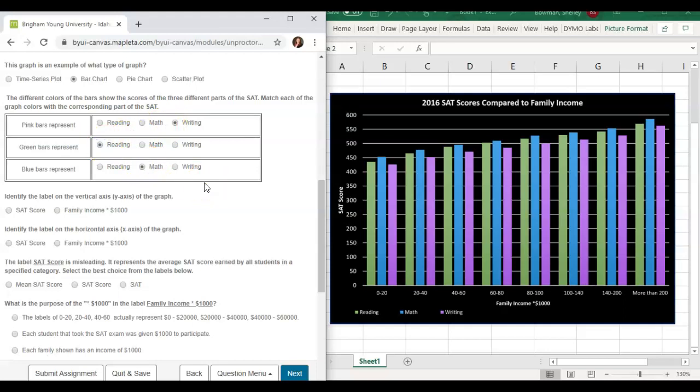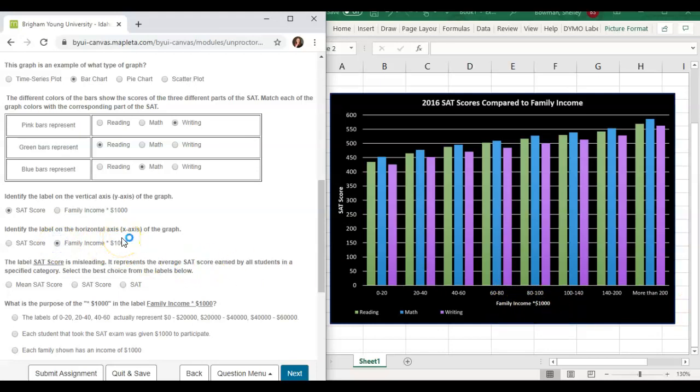Moving to the next one. Identify the label on the vertical axis or the y-axis of the graph. This is over here, and it's been titled as SAT score. So we can identify that as the vertical axis. Next, identify the label on the horizontal axis or the x-axis of the graph, and that's down here. Horizontal is like horizon, and a horizon like a sunset goes across the bottom. So this is family income times 1,000, and that's our label.